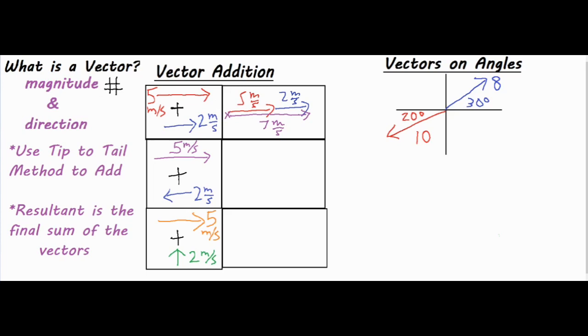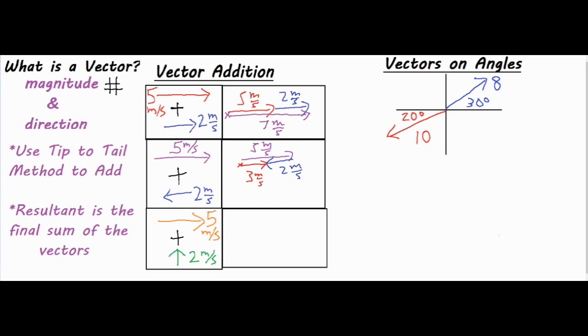All right, for the next one, it's going to be a similar idea. We are going to have a 5 meter per second vector going to the right, and then we're going to start the second vector where the first one ends, which will take us back this way too. And then what we get is a final resultant vector from beginning to the end, which is basically just 5 minus 2, so it's going to be 3 meters per second.